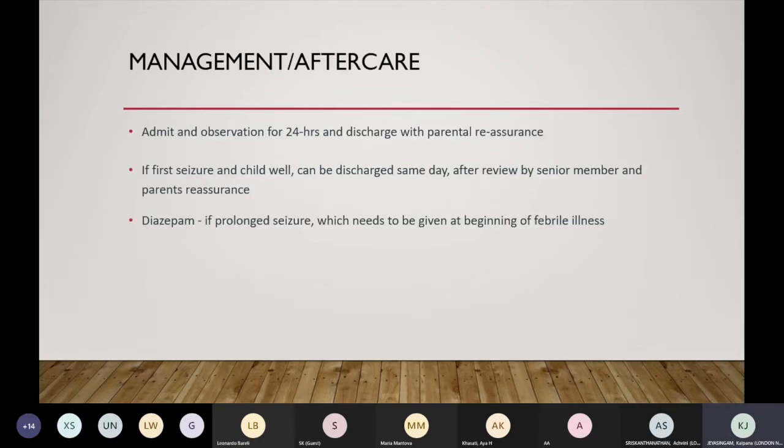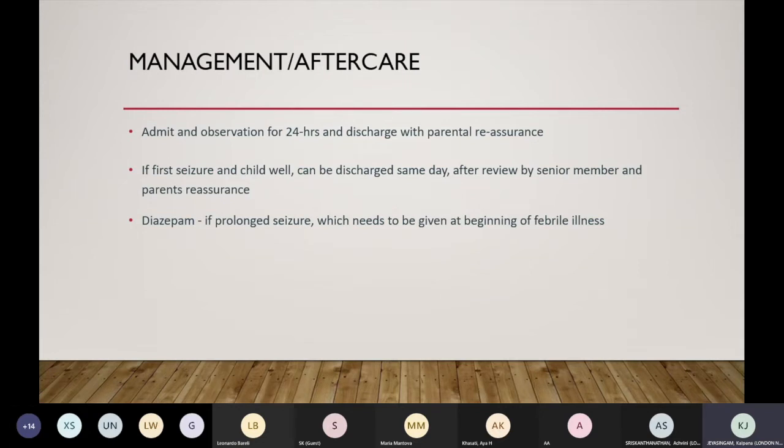And if it's a febrile convulsion, you would usually observe them for 24 hours and discharge them with parental reassurance. If it's a first seizure and the child is well and seniors are happy with the story, sometimes they might even be discharged the same day. In seizures where it was prolonged and has been happening with quite a few febrile illnesses, you might even consider giving parents diazepam to have in hand.